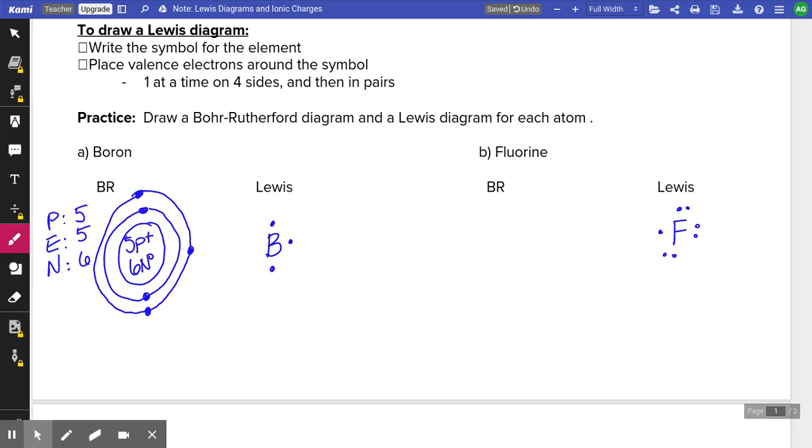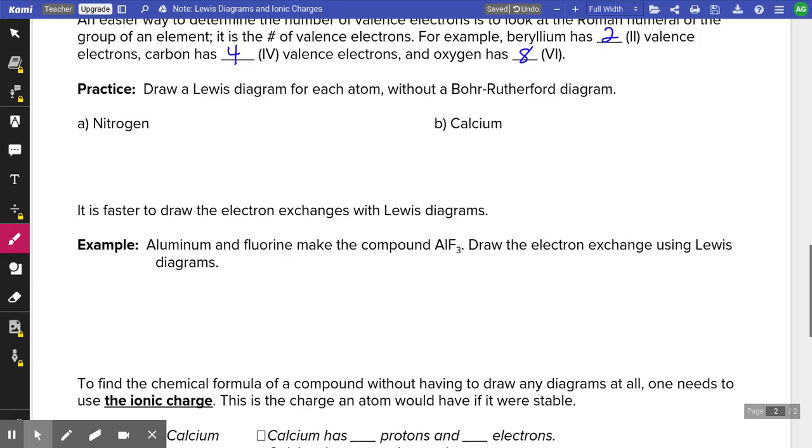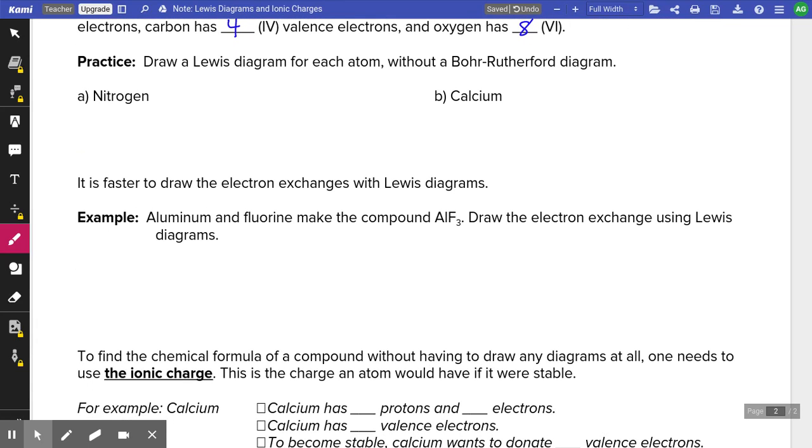Now, I will say something that is a little bit tricky with Lewis diagrams is that it is a very simple form of doing a diagram, but you really have to know how many valence electrons each element has. Okay, so an easier way to determine the number of valence electrons is to look at the Roman numeral of the group of an element. It is the number of valence electrons. For example, beryllium has 2, carbon has 4, and oxygen has 8. Okay, again, take a look at your periodic table, look at the columns. That will tell you how many valence electrons. Okay, so draw a Lewis diagram for each atom without a Bohr-Rutherford diagram.